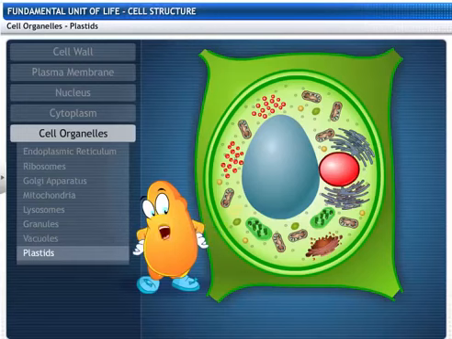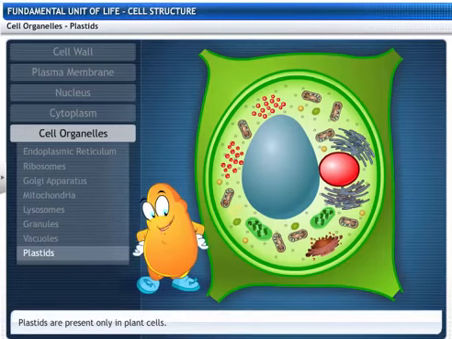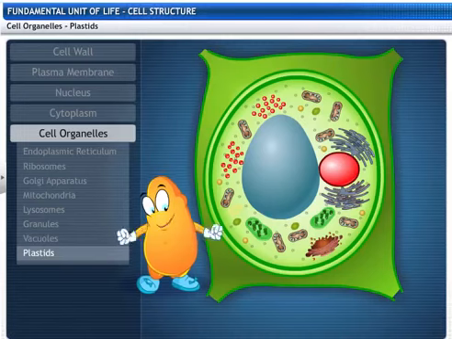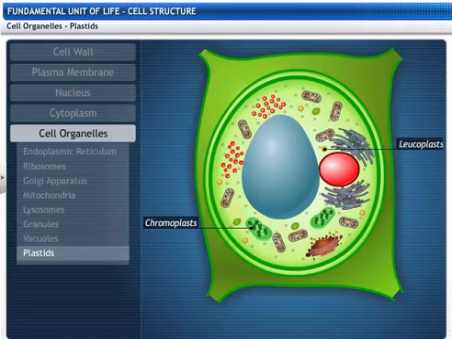You've seen this cell before, haven't you? Yes, it's a plant cell. I'll show you an organelle present only in plant cells, the plastids. There are two types of plastids, colored plastids called chromoplasts and colorless plastids called leucoplasts.